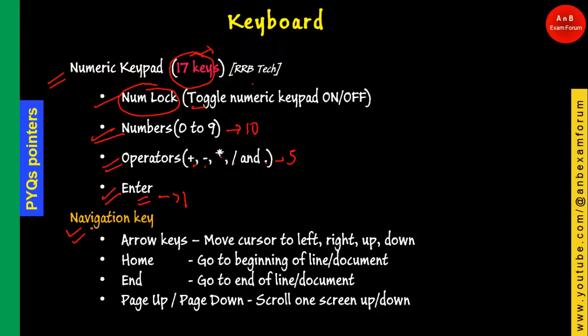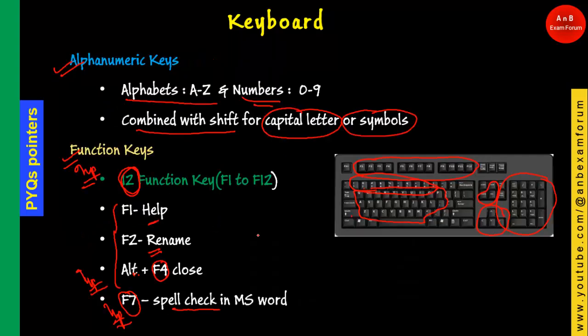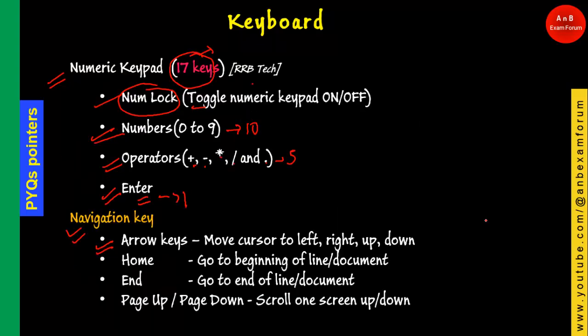Navigation, as the word suggests, keys are used to navigate or move the cursor in a certain direction. The very common ones are the arrow keys. You know there are 4 arrow keys. If I show you here, these are the arrow keys. There are 4 keys: up, down, left, and right. These move the cursor to left, right, top, and down.